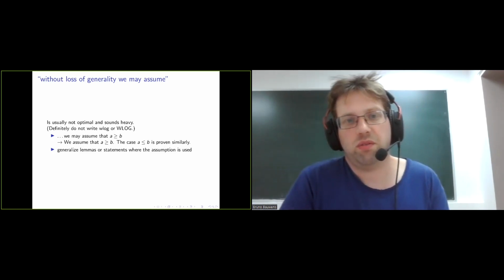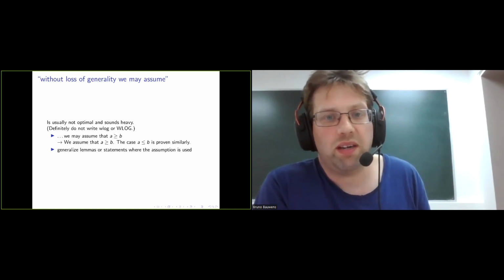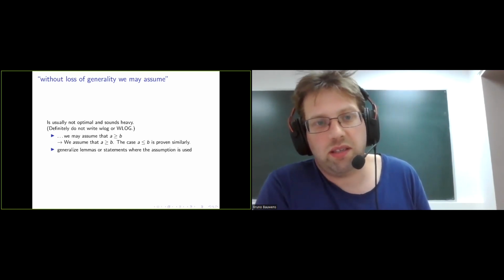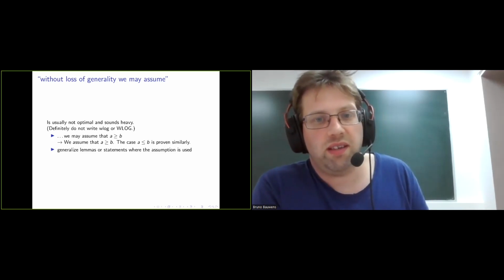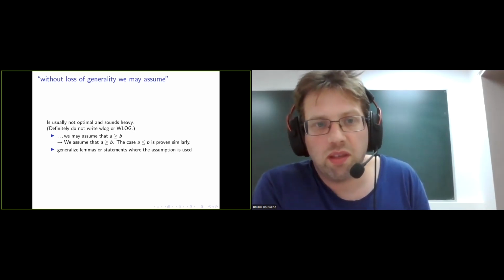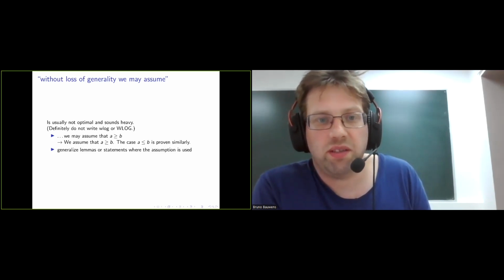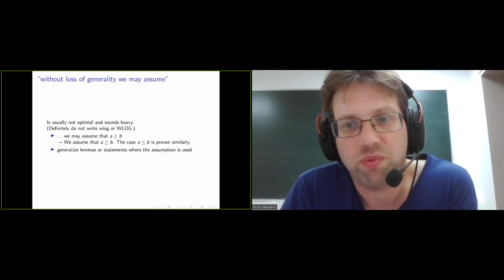Usually it's better to say this reason directly. For example, you have two parameters called A and B, and the statement is symmetric for A and B. So then people start by saying, without loss of generality, A is at least B. But that's a heavy sentence, so you can just start by saying we assume A is at least B, the case where A is at most B is proven similarly.